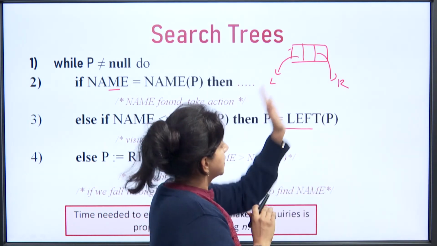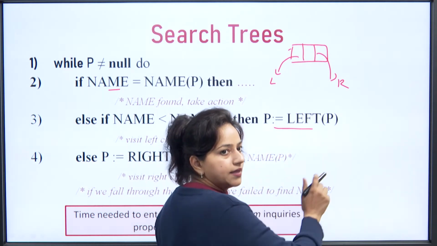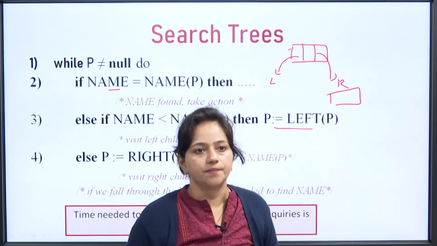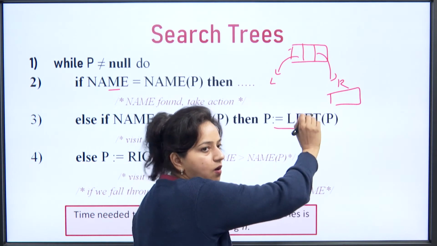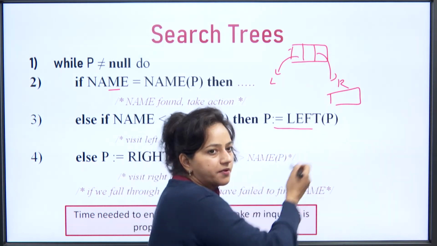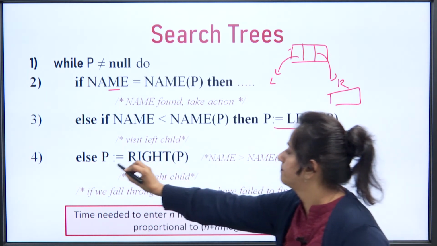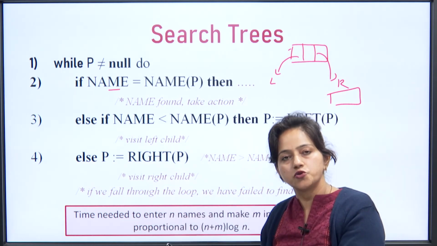If the search name is greater than the particular recorded parent node, then we will look at the record in the right subtree. So here we will set P is equal to right of P. So in this way we will search the record in the tree.